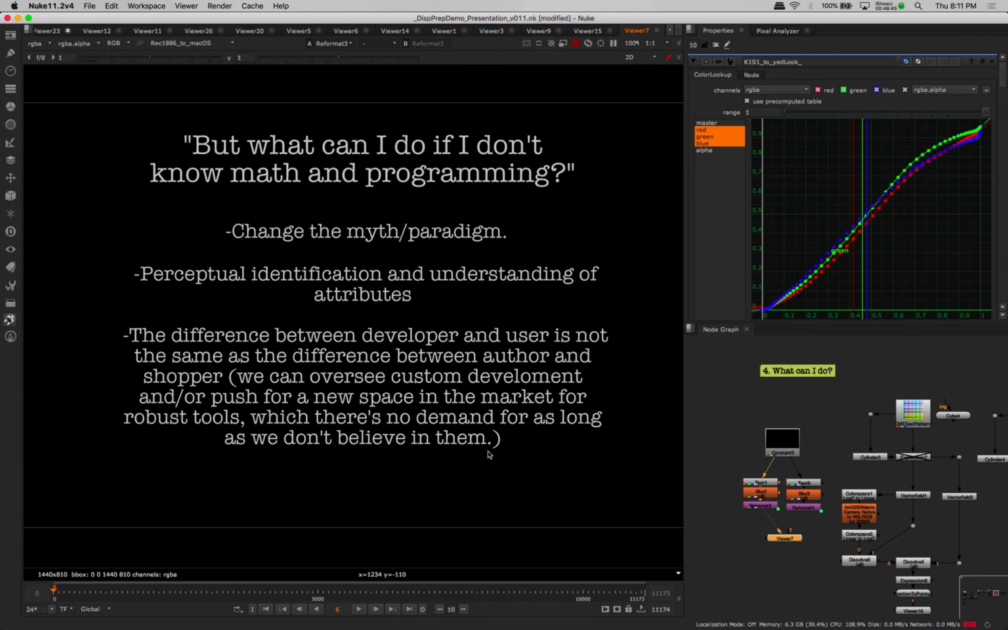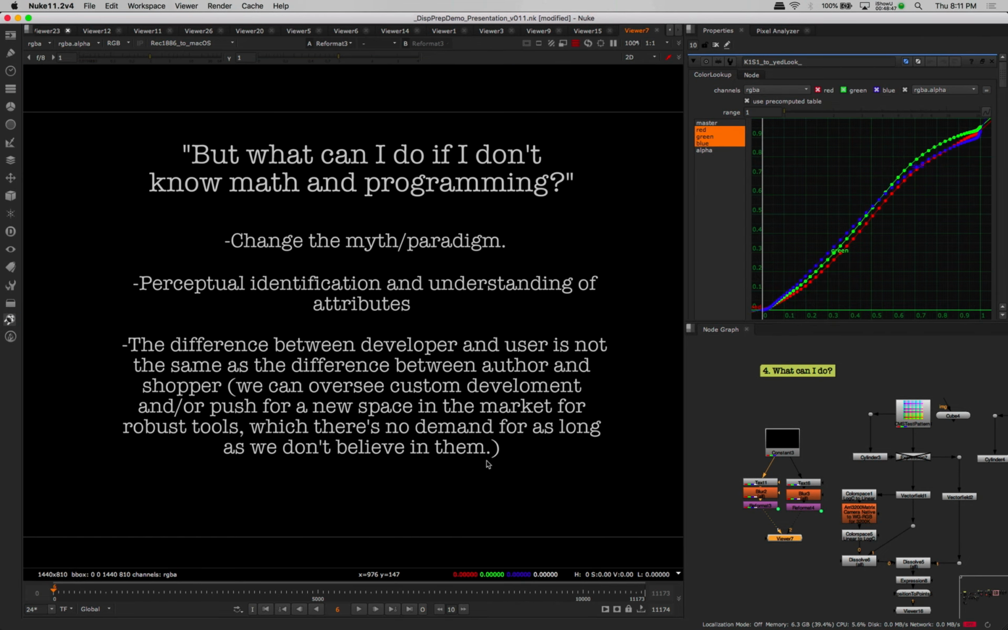So a lot of people ask me, okay, that all sounds great, Steve, but what can I do if I don't know math and programming? This all sounds very overwhelming. It's really cool, but what can I do? So the number one thing is just change how we talk about it, change our myth and our paradigm, because it's so ingrained in the professional imaging culture that the camera makes the look. It's our figurative paintbrush. We test cameras for the look that they create. We don't test them to see if they get enough information for us to make a look in the pipeline.